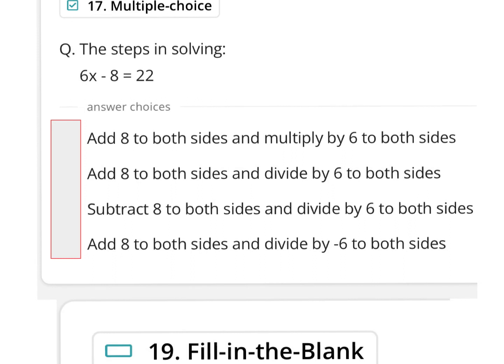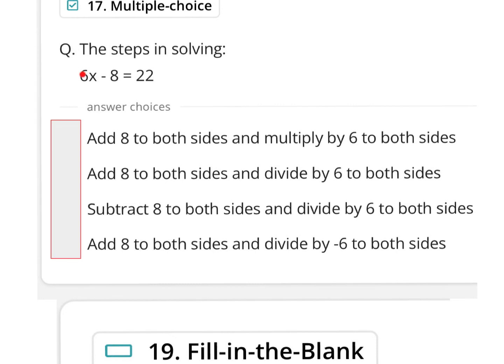Right here, it doesn't say what's the first step. It just says what are the steps in solving. Okay, this is a two-step equation. Again, you're first supposed to try to do distributive property and combine like terms, but there is no simplification to do. This is already a simple equation. Let's get x by itself on the left side of the equal sign. So you need to get rid of the minus 8 and also the 6.